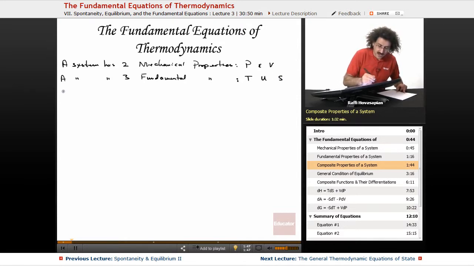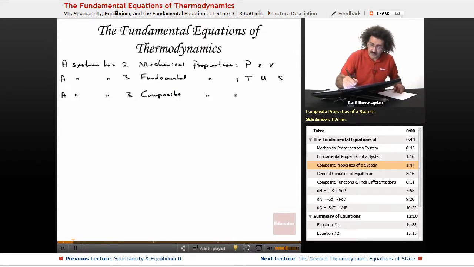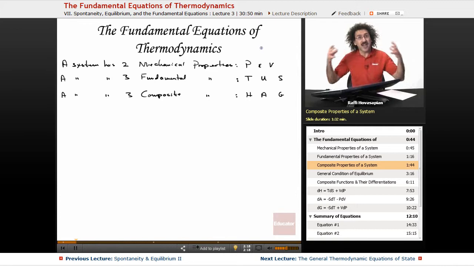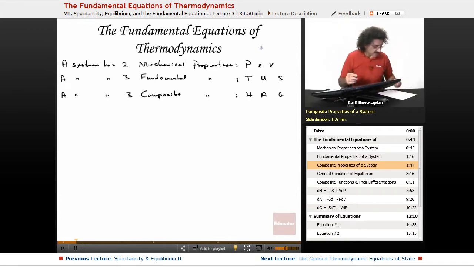Okay. Now, a system has three composite properties, or compound properties, if you will. They are the enthalpy, the Helmholtz energy, and the Gibbs energy. All right. Now we're going to derive the fundamental equations of thermodynamics. We're going to express the fundamental relations among all of these properties. This is what I mean by it all comes together.